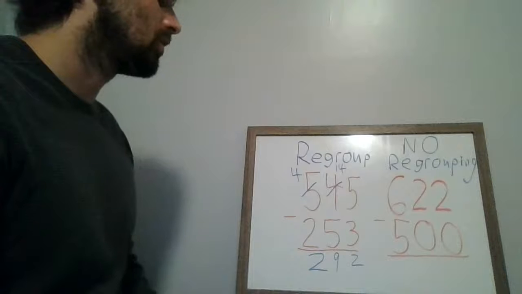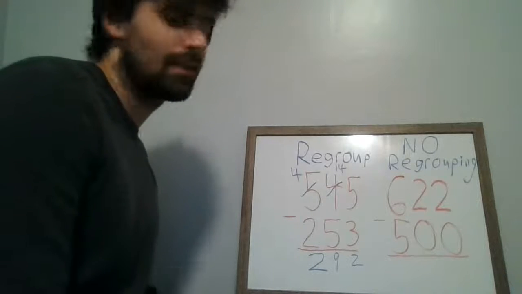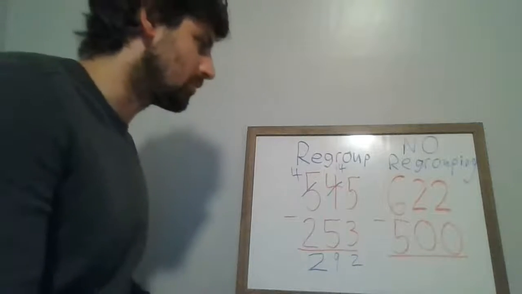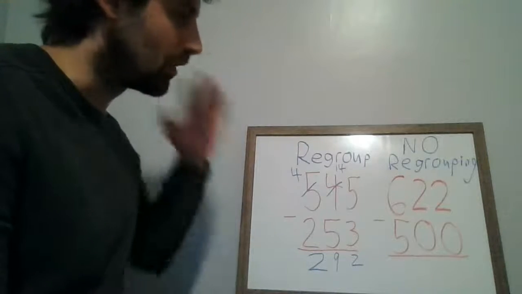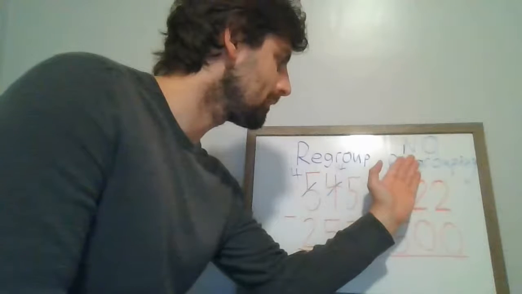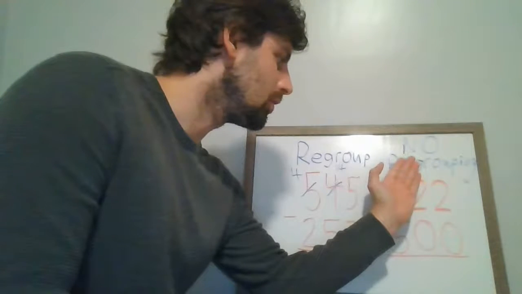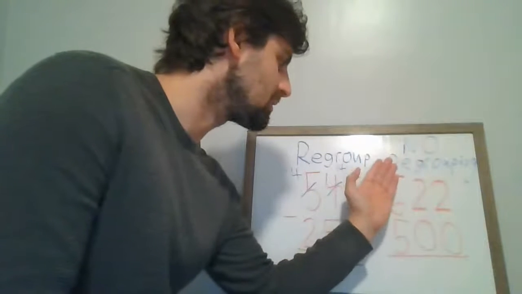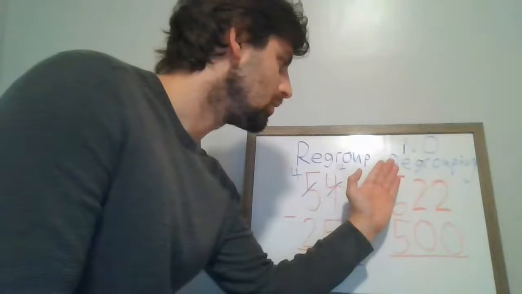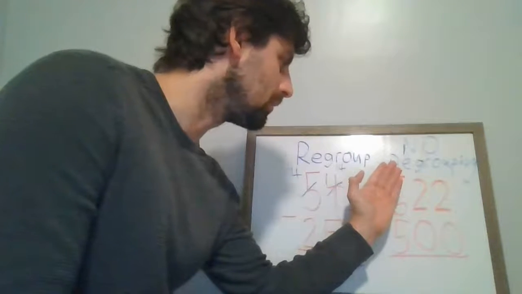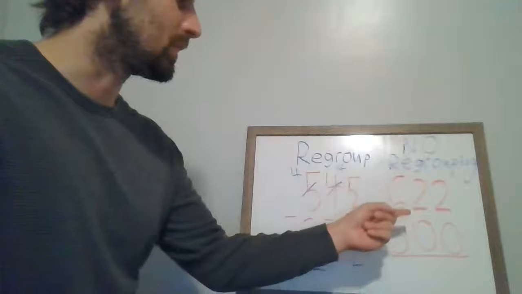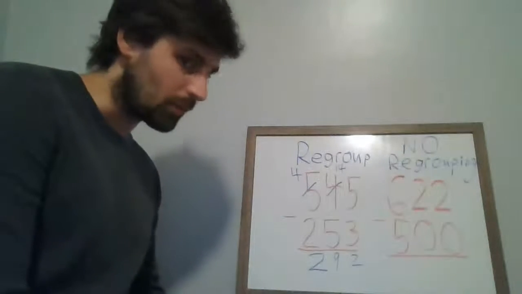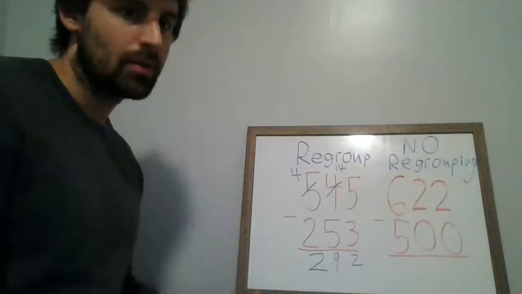Okay, so 622 minus 500. Obviously, the labels are here for the first two, but I'm going to pretend as if the labels weren't there, and we need to figure out if we need to regroup or not. Looking at the ones place, 2 is bigger than 0. 2 is the top number, 0 is the bottom number. Tens place, same thing. 2 is the top number, 0 is the bottom number. So the top number is bigger for all the digits in this problem, so we do not need to regroup for the second problem.